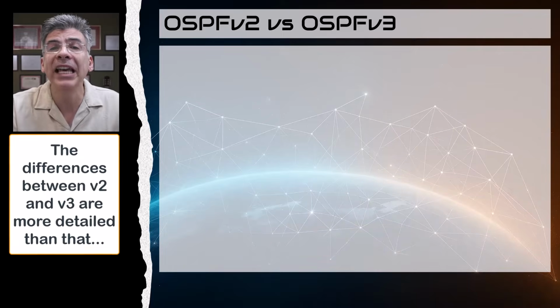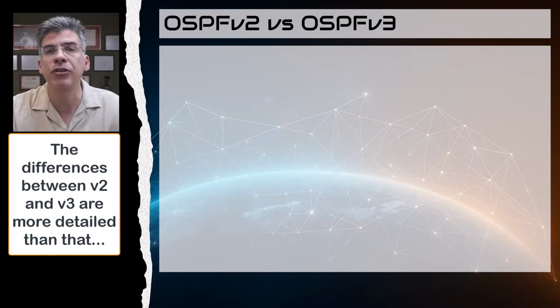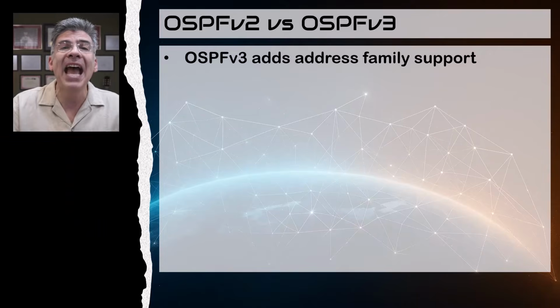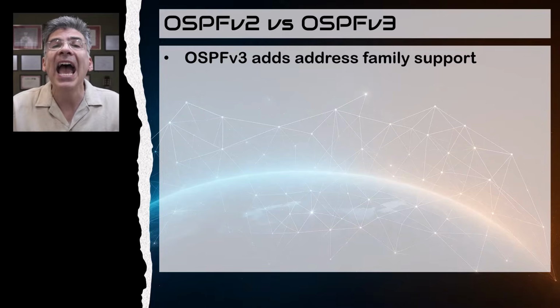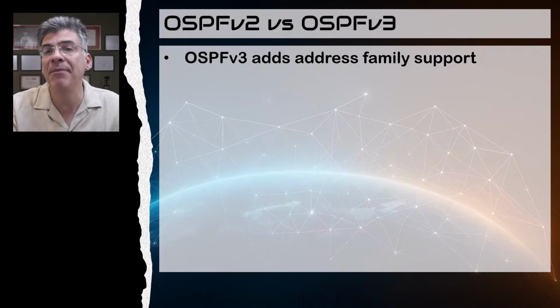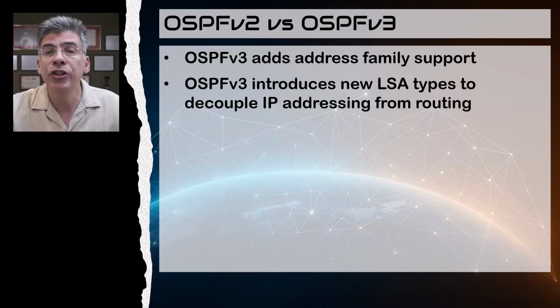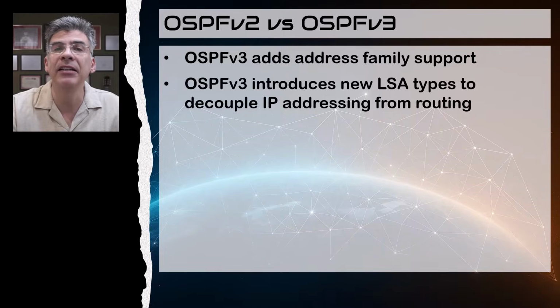Specifically, we'll be looking at the following aspects of these two protocols. First, we'll see how OSPF version 3 adds the concept of address families. This is the feature that allows the protocol to support both IPv4 and IPv6. We'll also take a look at two new LSAs that version 3 introduces in an effort to make OSPF more flexible. This is done by decoupling the IP addressing from the routing itself. We'll explain more about what that means.